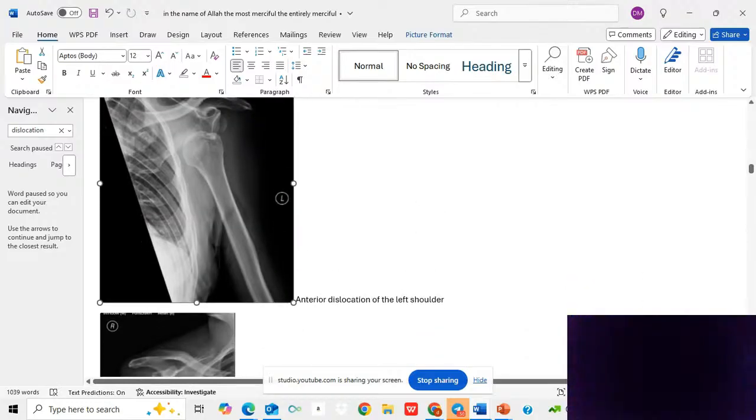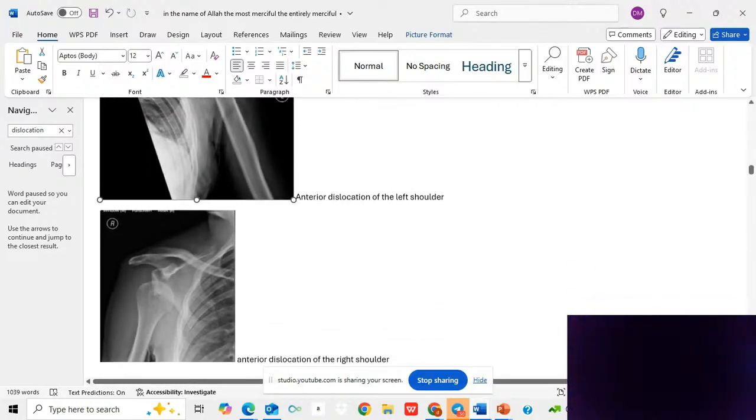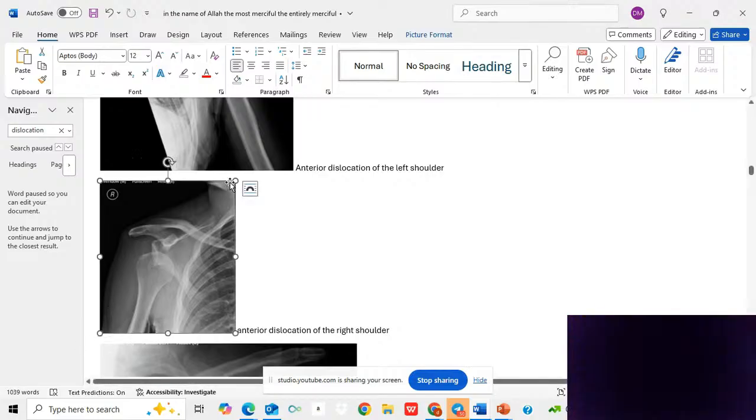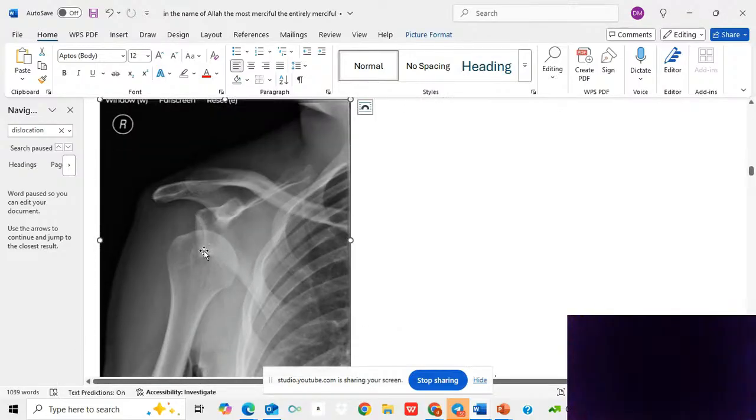Here is another example of anterior dislocation of the shoulder. No associated fracture of the greater tuberosity. There is no anterior depression of the humerus. No associated fracture of the glenoid bone.